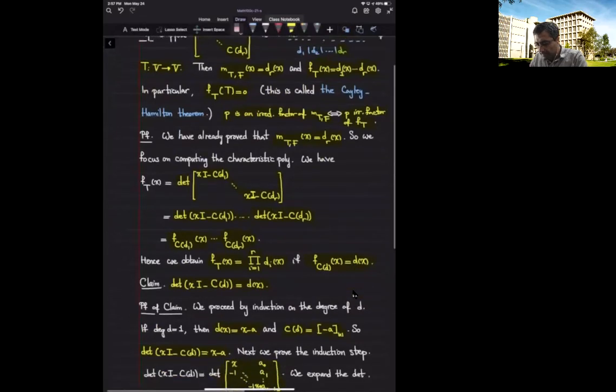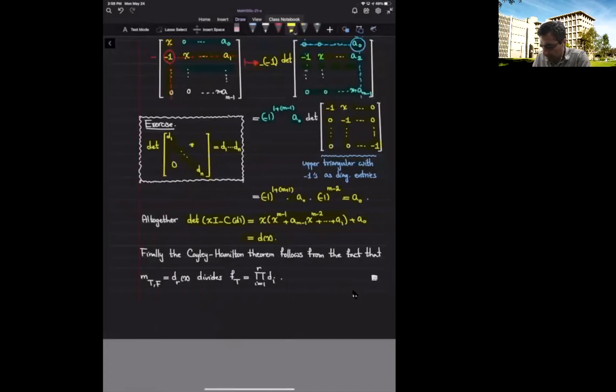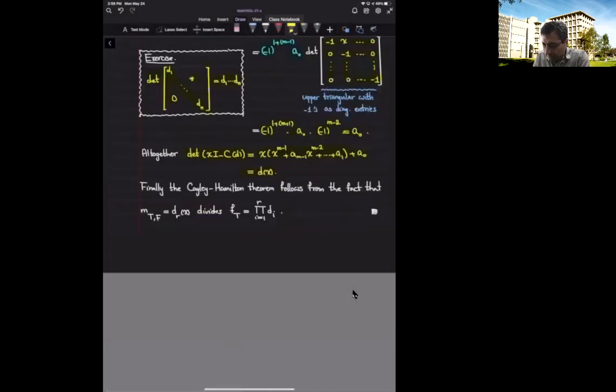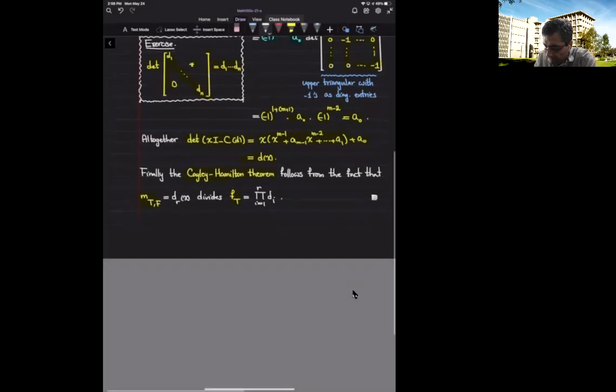So altogether, we get that the characteristic polynomial of this linear transformation is the product of the D sub i's, and therefore we see that the characteristic polynomial is a multiple of the minimal polynomial, and so when I evaluate it at t, I get 0. That implies Cayley-Hamilton.